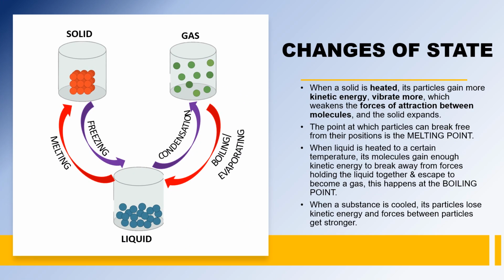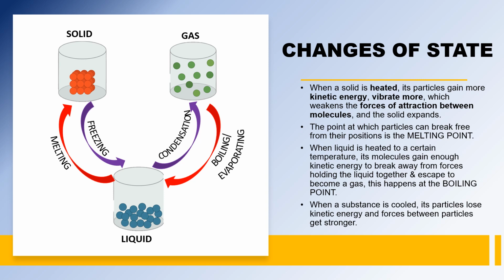Now, coming on to changes of state. If you heat or cool a substance, it can change its state. So now when you heat a solid, it will change to liquid, so the process is melting. When you heat a liquid, it will change to gas and the process is boiling or evaporating. Similarly, if you change a gas back to liquid, the process is condensing, and in this process heat is given out. Likewise, when liquid changes to a solid, the process is freezing and again heat is given out.